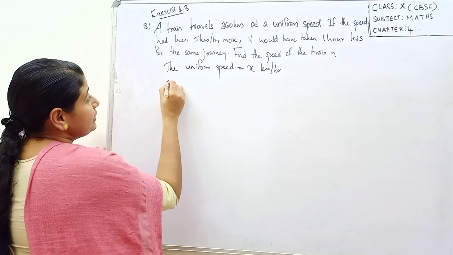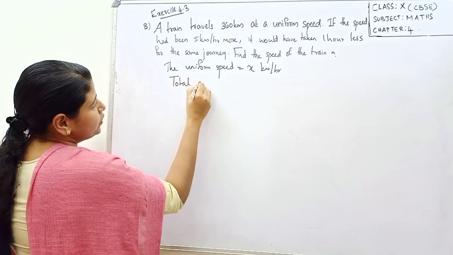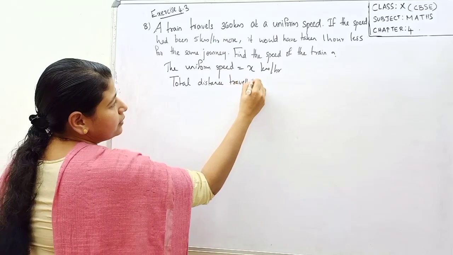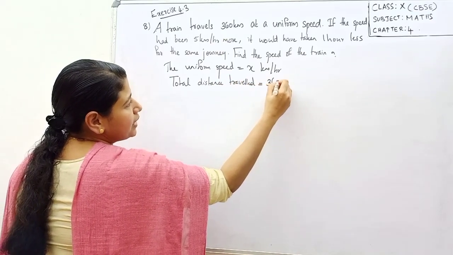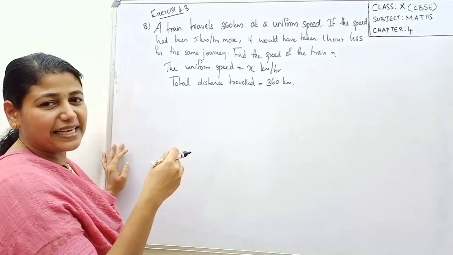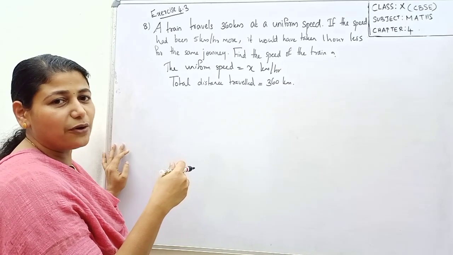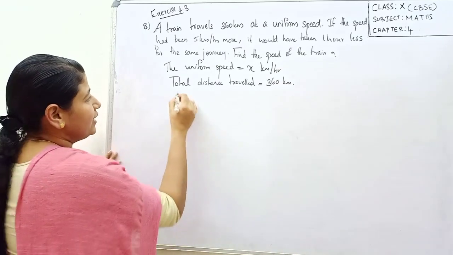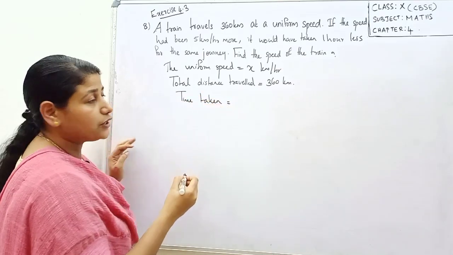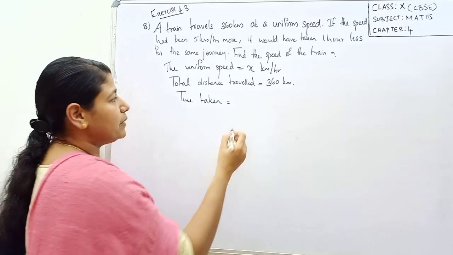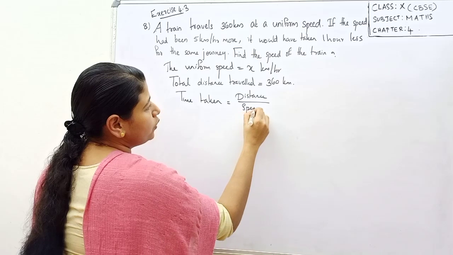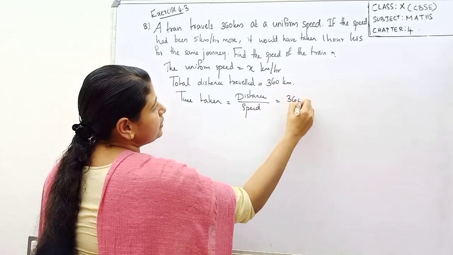And the total distance travelled by the train is 360 kilometers. So we can find out the time taken by the train. We know that the formula to find the time is total distance by speed, isn't it? Distance by speed, which is equal to 360 by x.